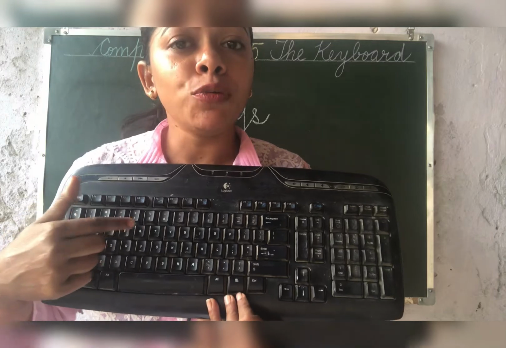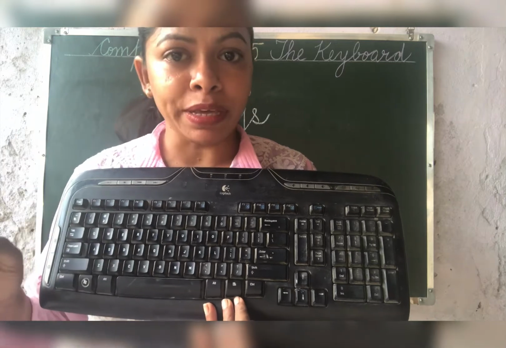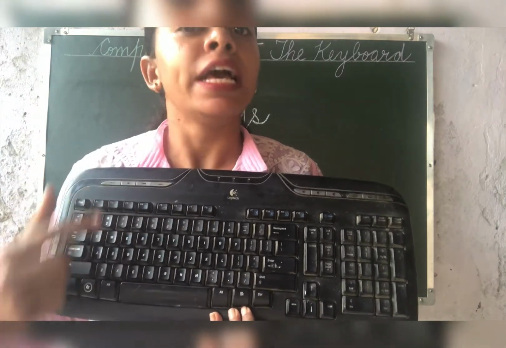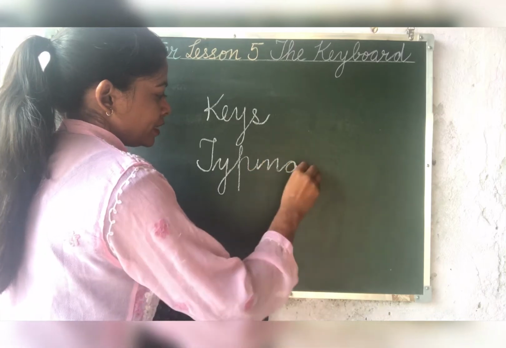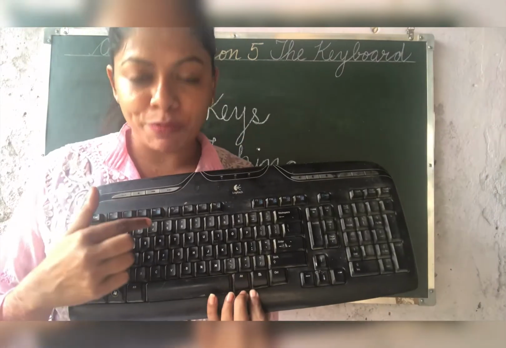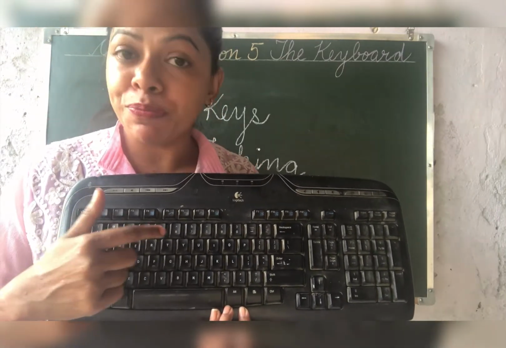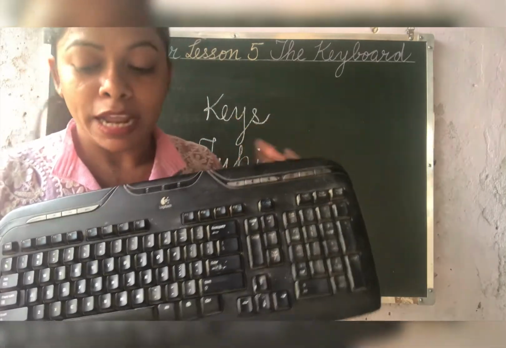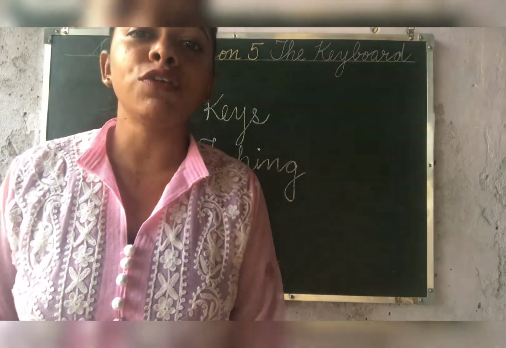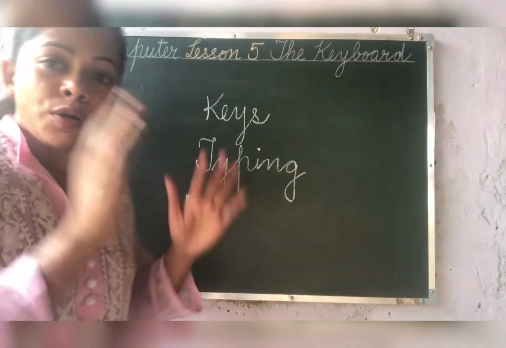Now children, when you press the keys that are present on the keyboard, it is called typing. Pressing the keys on the keyboard is called typing. And what is the spelling of typing? The spelling of typing is T-Y-P-I-N-G. Okay children, so when you will press the keys on the keyboard, it is called typing. When you will do typing, the letters will come on the monitor.